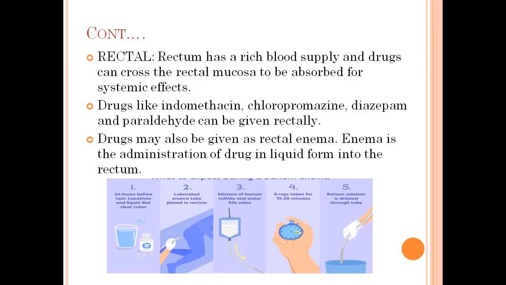Here in the image, we can see the type of enema being administered is a barium enema, where it is prepared beforehand. The enema tube has to be lubricated and inserted into the rectal area, and then you have to keep the solution at a height so that through gravity flow it will flow into the rectum, and once it fills up the colon, after 15 to 20 minutes, x-rays are taken, and later the barium solution is drained out through the tube. This is an example of retention enema.